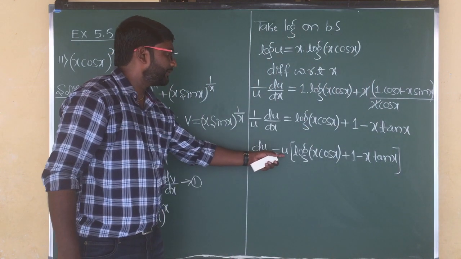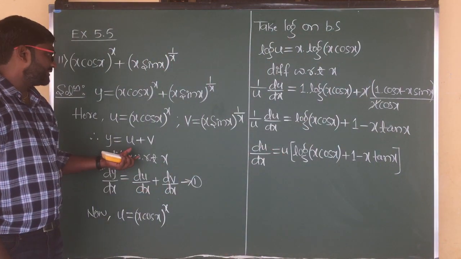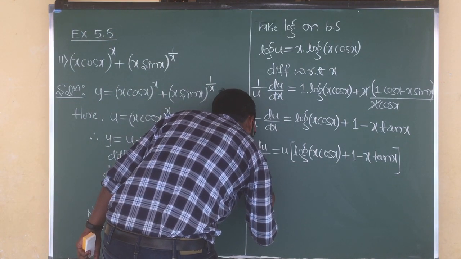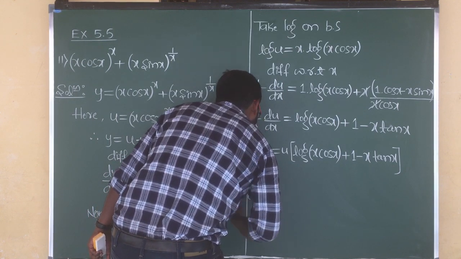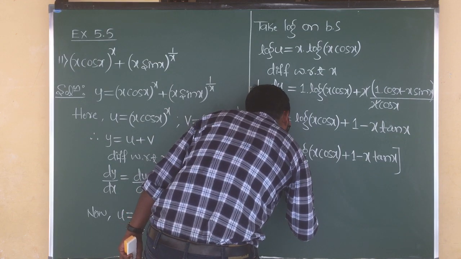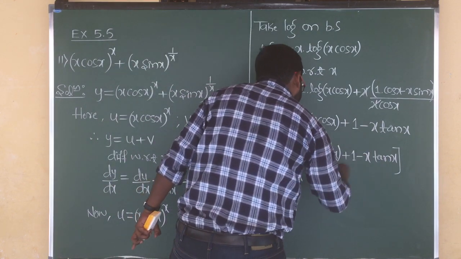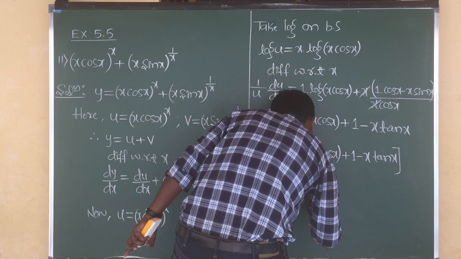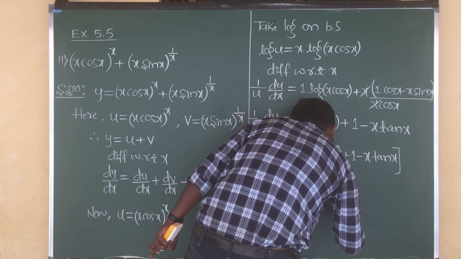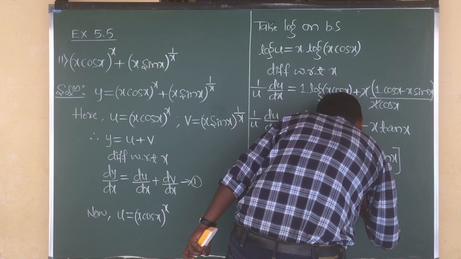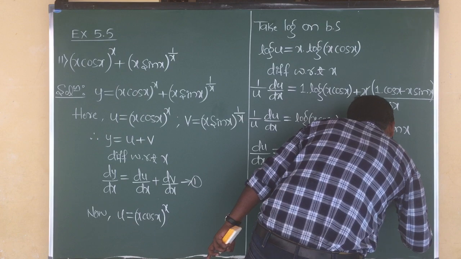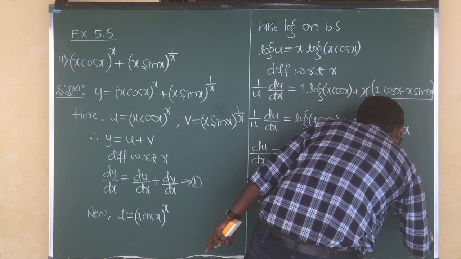So now we have to replace u. What is u here? u is going to be (x cos x)^x. So du by dx is equal to (x cos x)^x, then write this particular term as it is: log of x cos x plus 1 minus x tan x. I call this equation number 2.